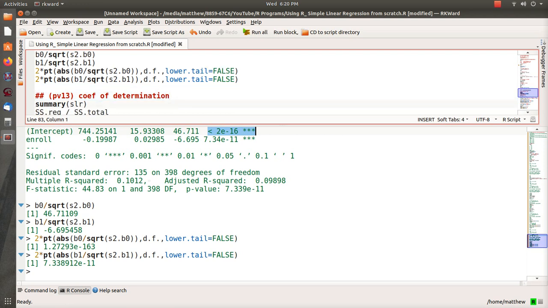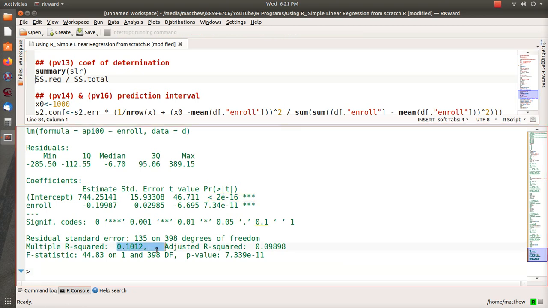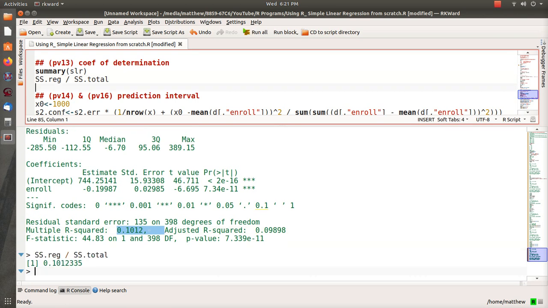So let's look at the coefficient of determination. In the standard output, it is right here, multiple R squared there. It's 0.1012. So it's the sum of squares regression divided by sum of squares total, and we get the same thing. Now let's look at a prediction interval, and we have to predict for a specific value.